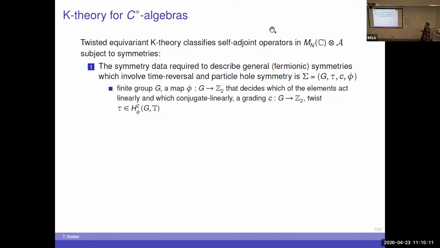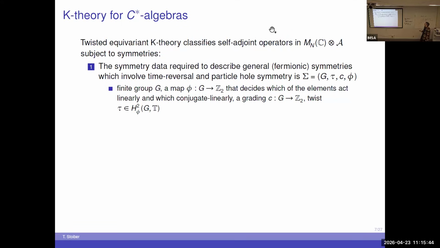If you want to describe stuff like that in general, you need a bunch of data to describe the group action. You have an action of a group, and each element of the group can act either linearly or anti-linearly. So you have an additional homomorphism phi, which tells you if a group element is unitary or anti-unitary. Then you can have a graded symmetry. For example, particle hole symmetry is an odd symmetry, so it's off diagonal, so it's graded.